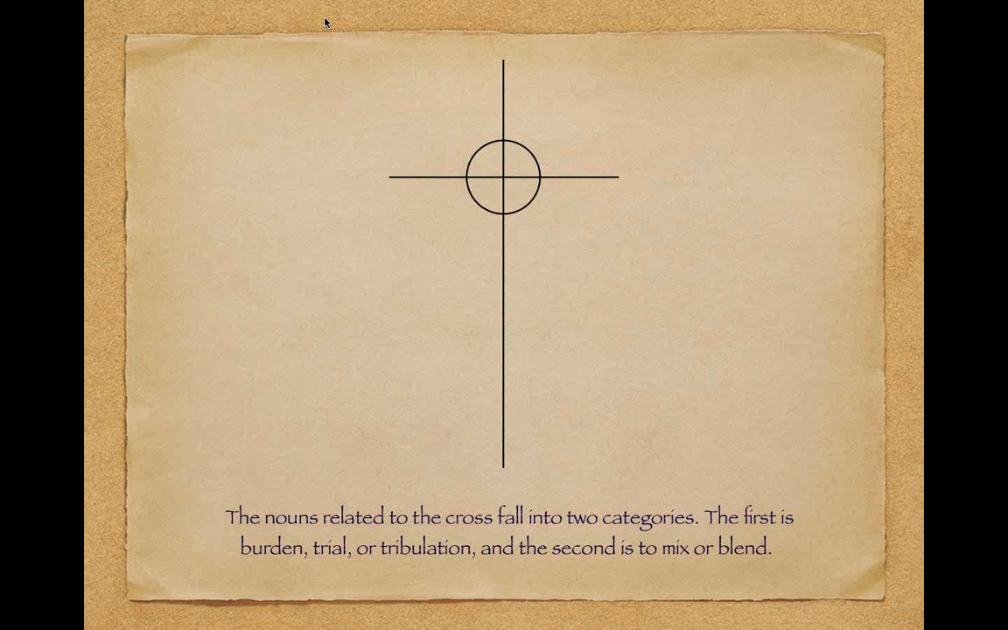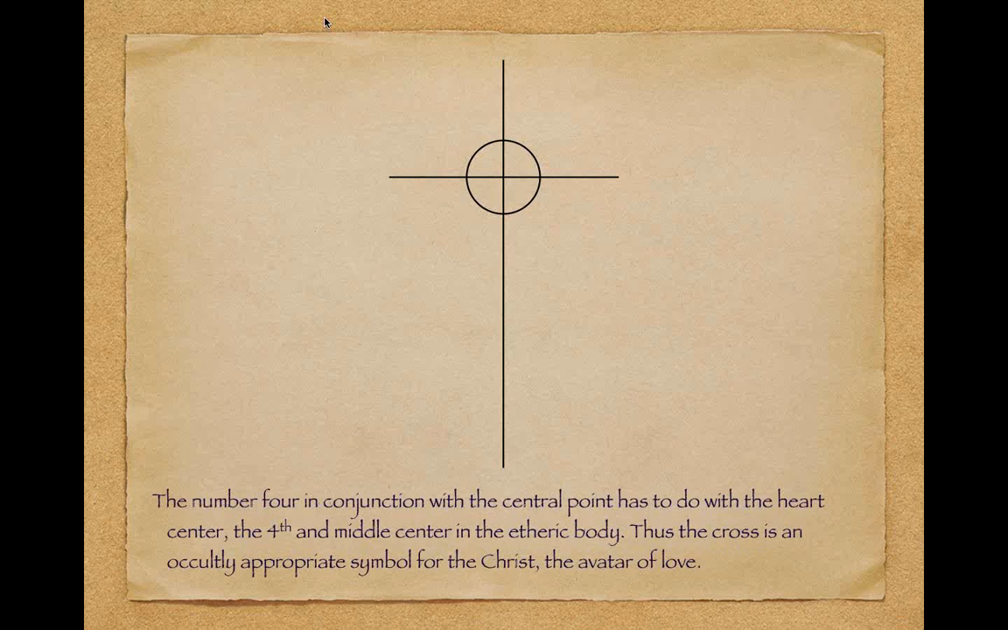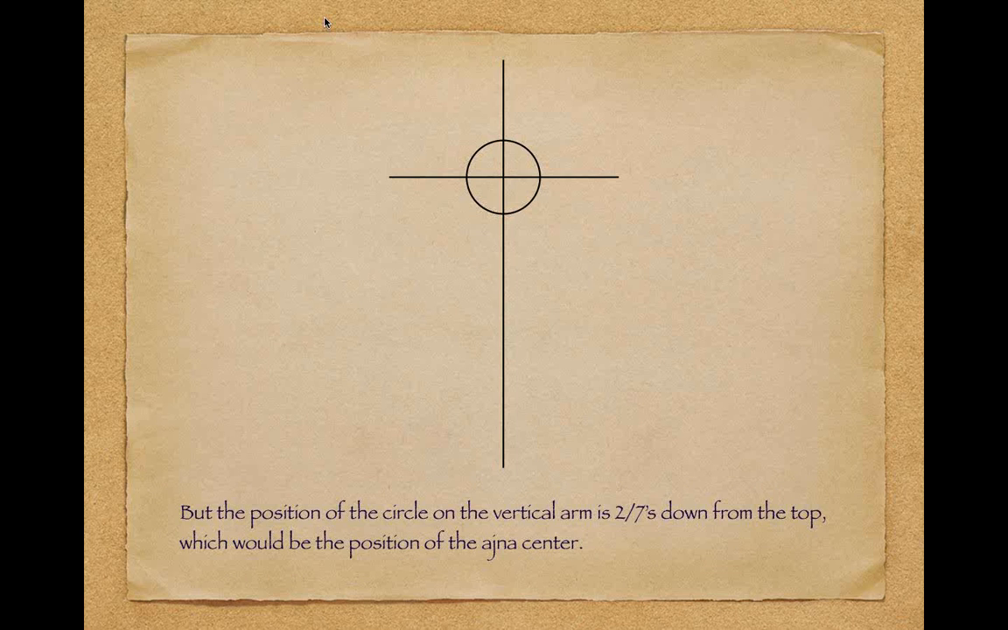Now, potentially, all these definitions have an occult significance. The number 4 in conjunction with the central point has to do with the heart center, the fourth and middle center in the etheric body. Thus, the cross is an appropriate symbol for the Christ, the avatar of love. But the position of the circle in the vertical arm is 2/7 down from the top, which would be the position of the ajna center. If we give 1/7 to each center, then 2 down from the top would be the head center at the top, and then the ajna center. So that's an interesting perspective on the cross.